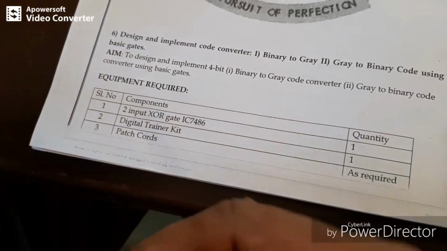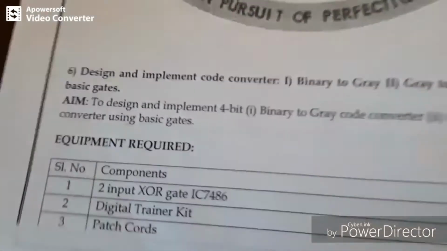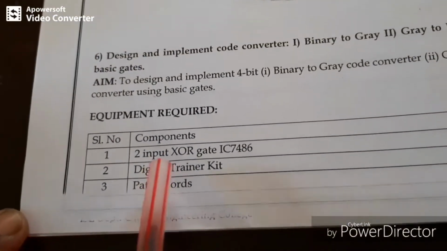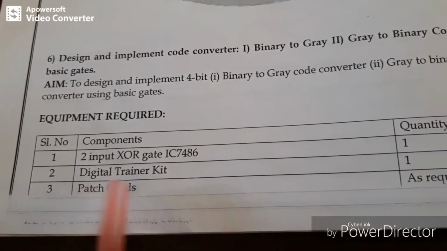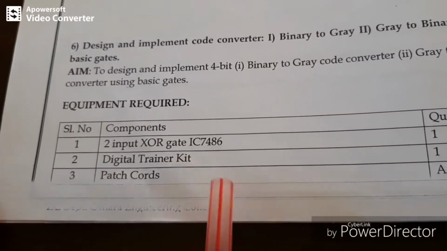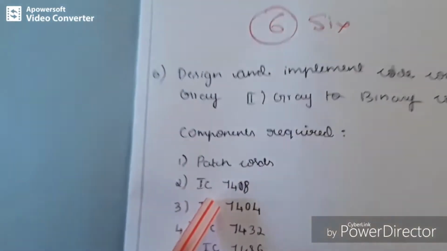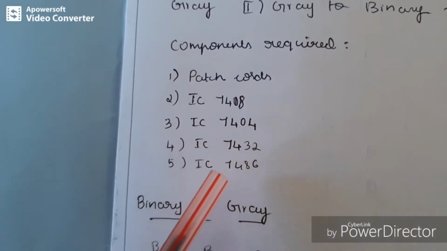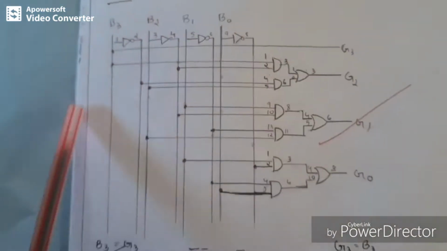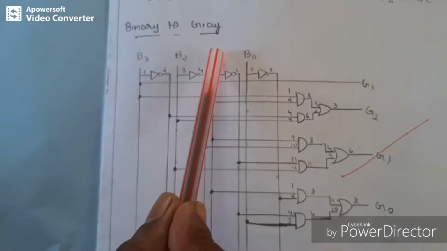The components required here are a 2-input XOR gate, a digital trainer kit, and patch cords. Other than that, we also need the ICs 7408, 7404, 7432, and 7486. The circuit diagram for this one is binary to gray.